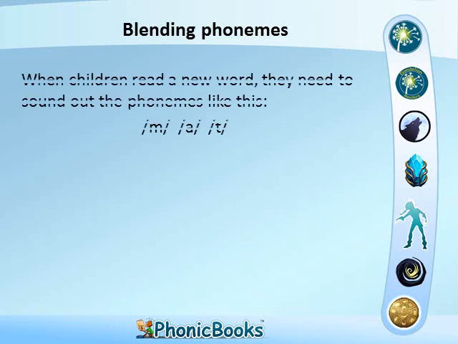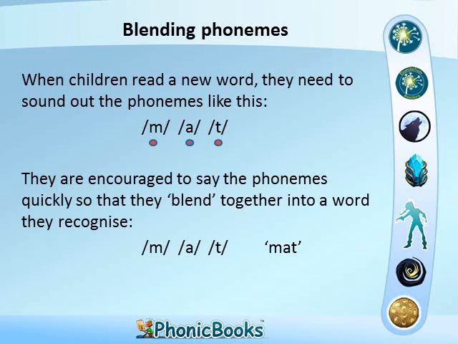Blending phonemes. When children read a new word, they need to sound out the phonemes like this: m, a, t. They are encouraged to say the phonemes quickly so that they blend together into a word they recognize. M, a, t, mat.